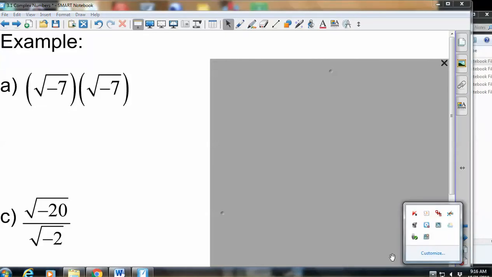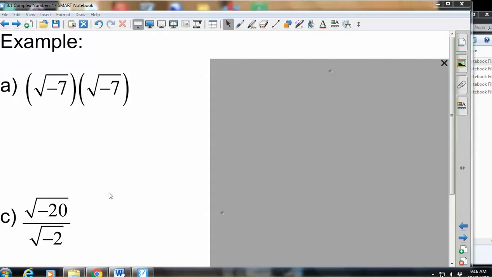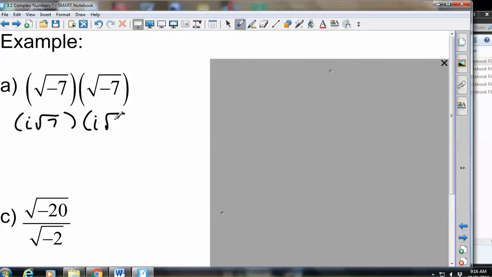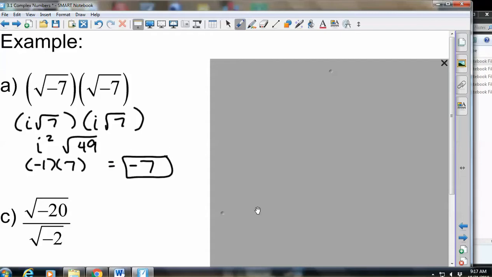So what would I do on this first one? Close the eyes. Yeah, so the square root of negative 7 would give you i radical 7 times i radical 7. So when you multiply, i times i is i squared, radical 49. i squared is negative 1, square root of 49 is 7, and we get negative 7.